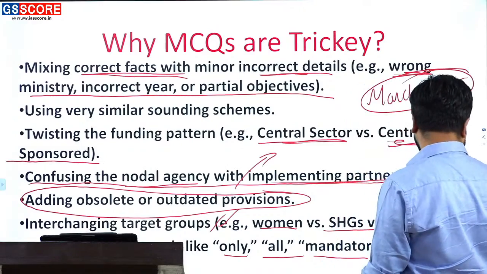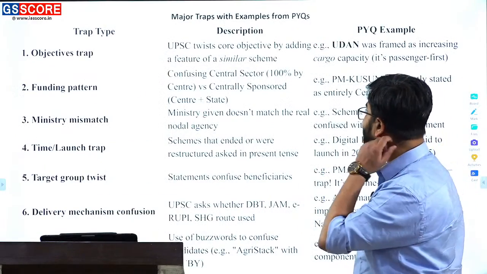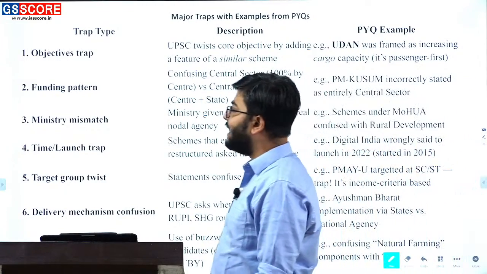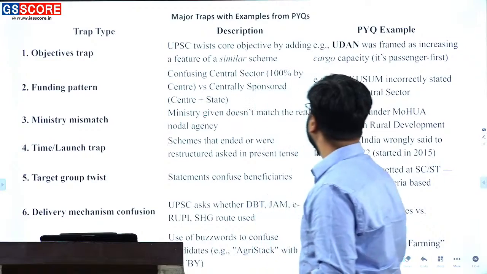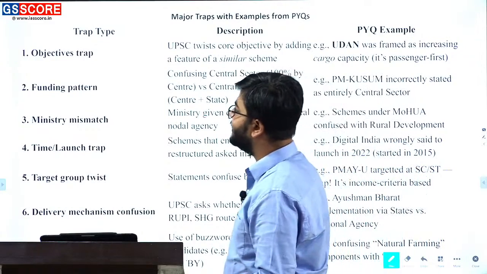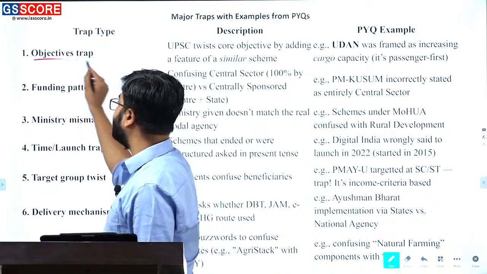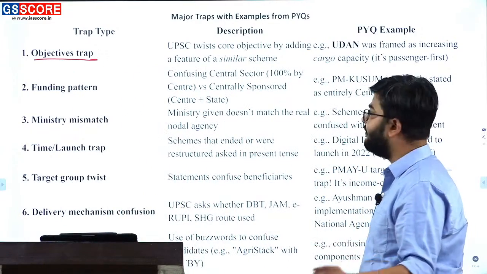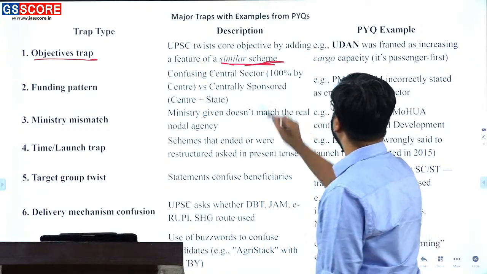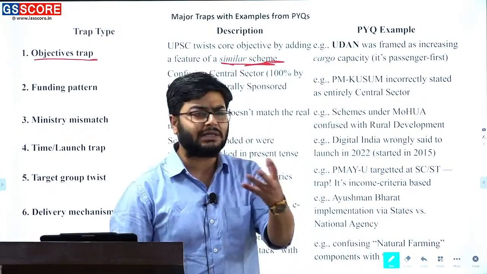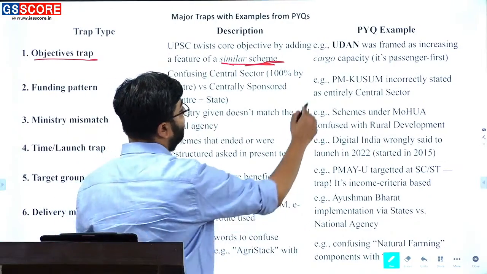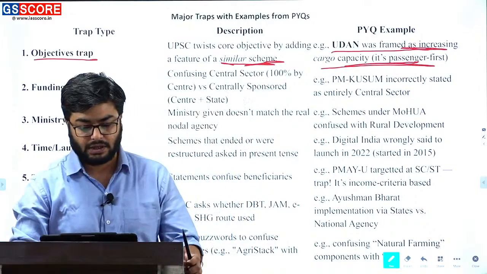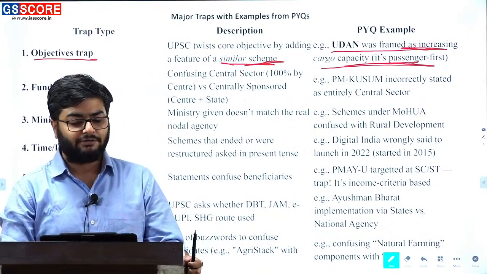Okay, moving further, I have laid down a list of certain traps, and along with that I have tried to describe them and provide a PYQ example. The objectives trap: twist the core objective by adding a similar scheme. For example, the Udan scheme. In the PYQ example, it is the passenger first.